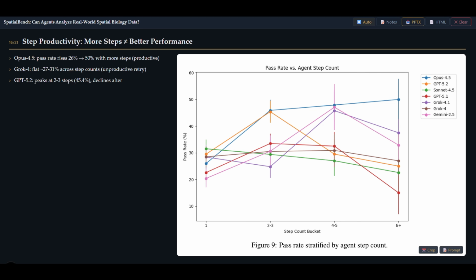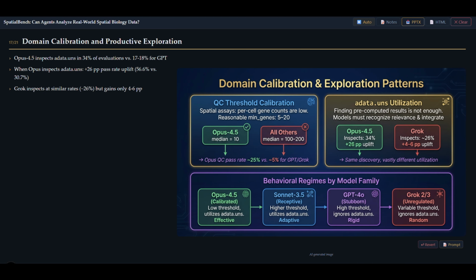GPT 5.2 is interesting. It peaks at 2 to 3 steps with 45.4% pass rate, then declines, suggesting these models are most effective when they solve things quickly and less effective at extended exploration. 2 critical domain calibration insights emerge.